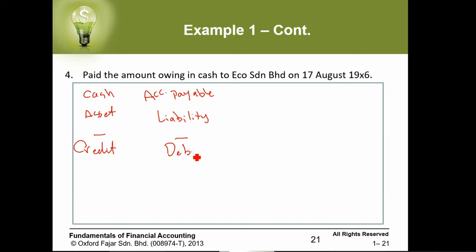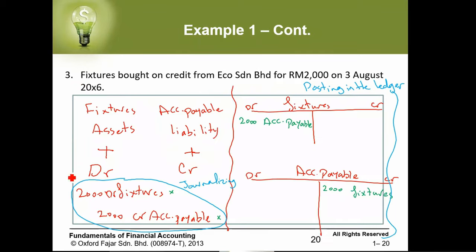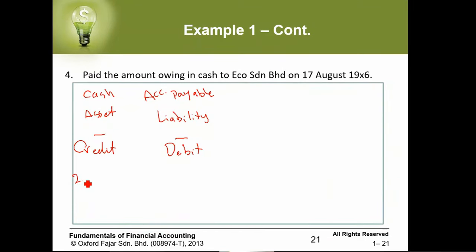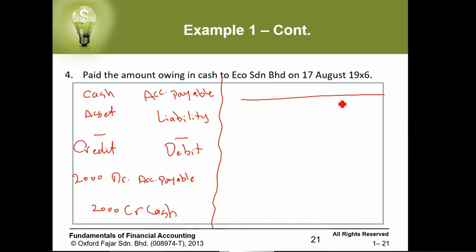Accounts payable as a liability, when decreased, is debit or credit? Debit. Yes. So like this, we write the transaction. The amount owing to ECO STM PhD is 2000. We have a debit, accounts payable. We have a credit, cash. So like this, we write in the journal. Let's post in the ledger. So we have cash and we have accounts payable.